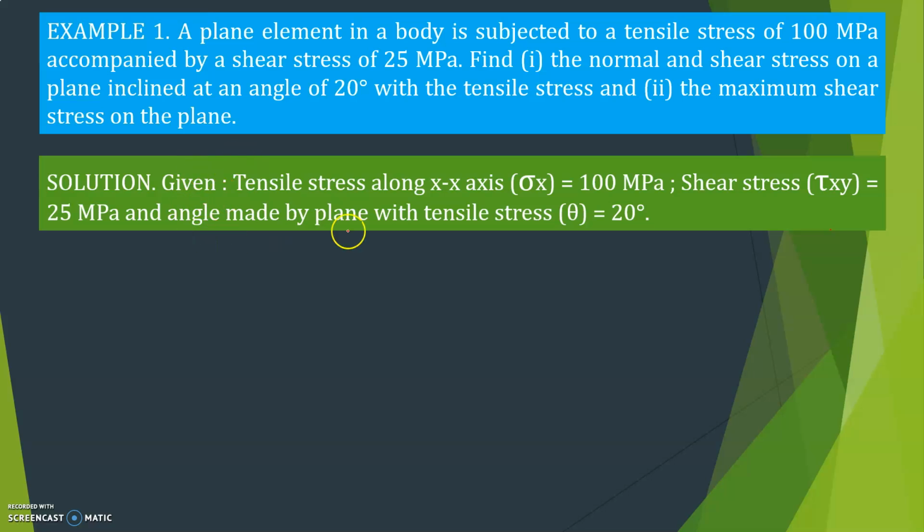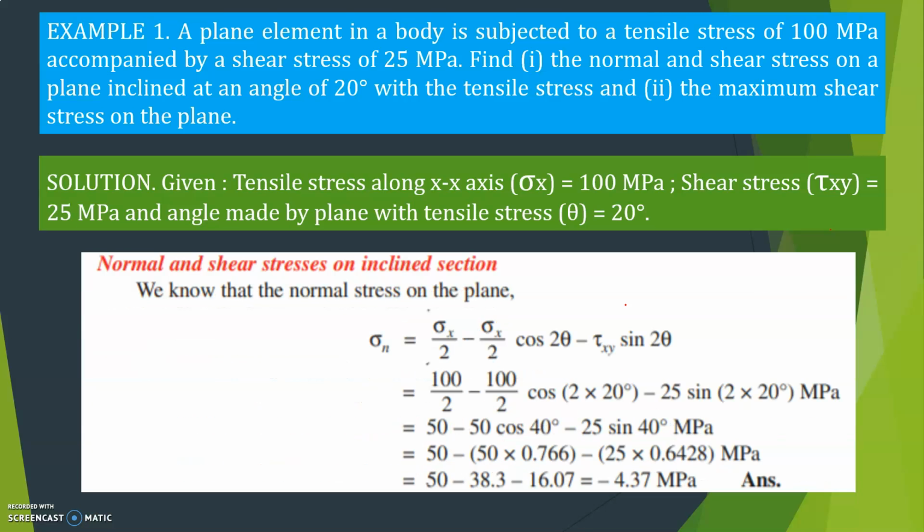So what is given here? Tensile stress along the x-axis, sigma x, is equal to 100 MPa, and shear stress tau xy is given as 25 MPa. The angle theta is 20 degrees. You have to find the normal and shear stress on the plane inclined at 20 degrees. Let us use the normal stress formula first: sigma n is equal to sigma x divided by 2 minus sigma x divided by 2 into cos 2 theta minus tau xy sin 2 theta.